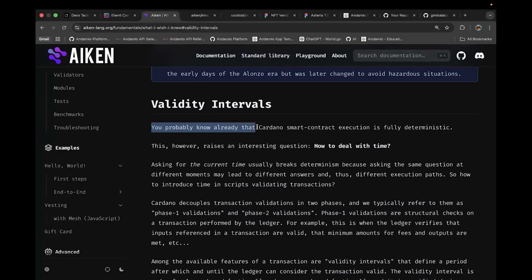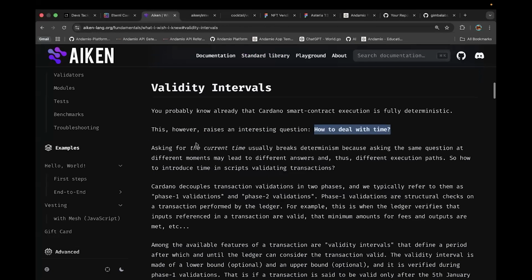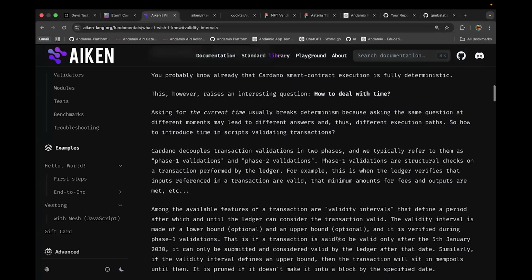You probably know already that Cardano smart contract execution is fully deterministic. This, however, raises an interesting question: how to deal with time? Asking for the current time usually breaks determinism because asking the same question at different moments may lead to different answers and thus different execution paths. So, how to introduce time in script validation transactions?